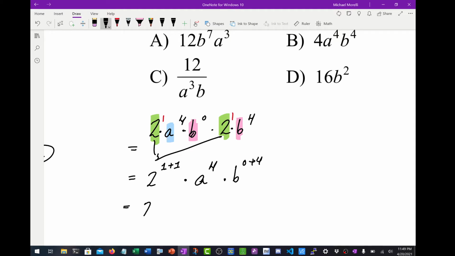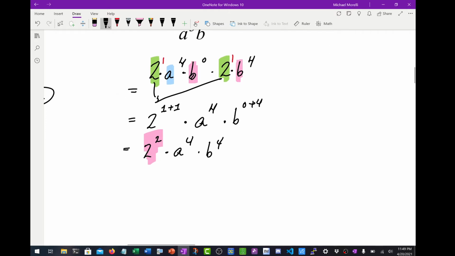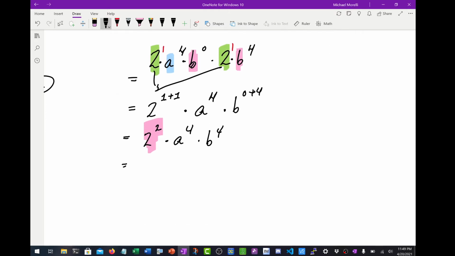And we'll just go ahead and continue there. 2 raised to the power of 2 times a to the 4th times b to the 4th. Now, we don't leave constant terms exponentiated like that. We're going to go ahead and actually multiply that out. So 2 to the 2nd power is equal to 2 times 2, which is just 4. So we're going to write 4a to the 4th, b to the 4th.